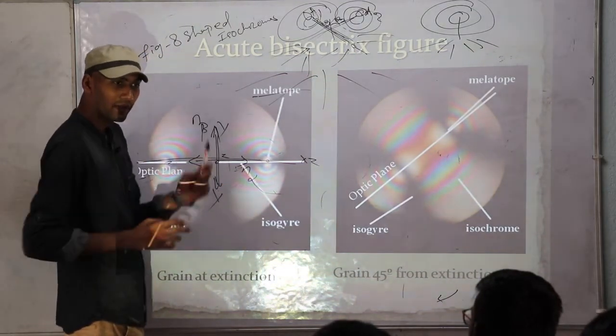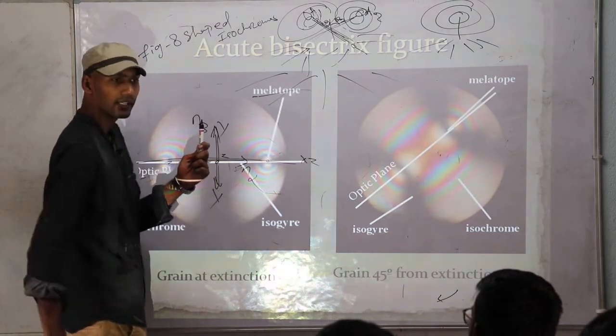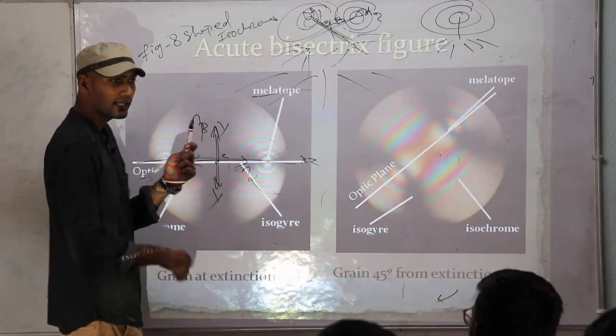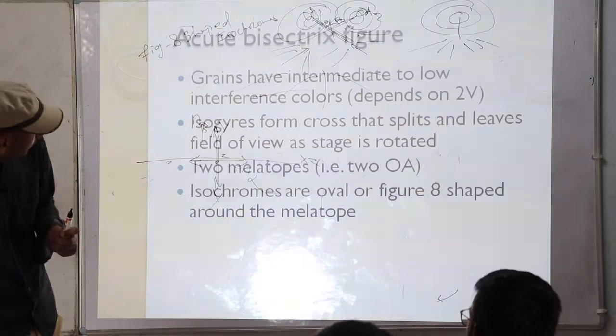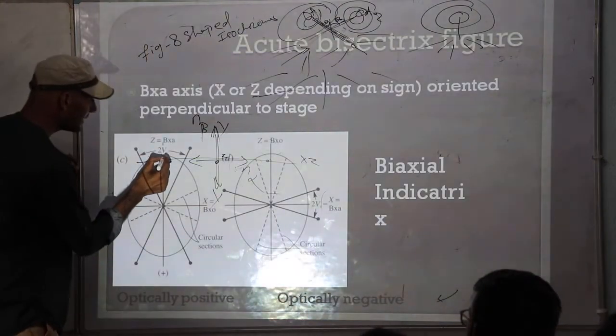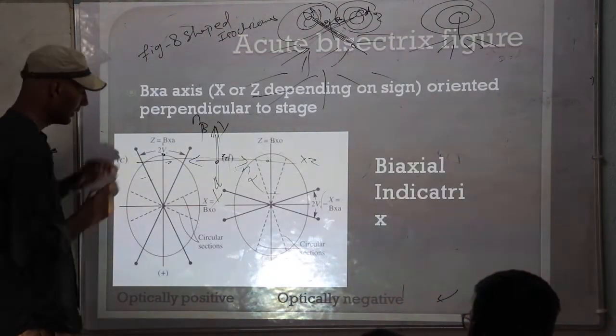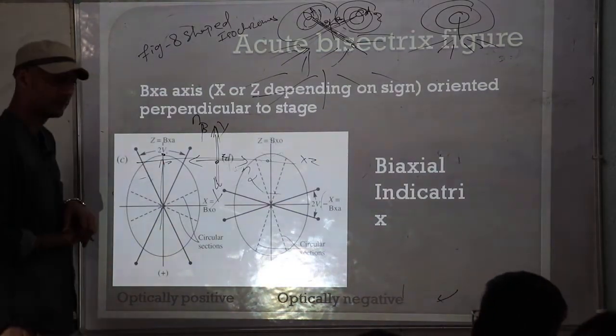Why? Light is vibrating parallel to Z. Z is at the crosshair. You can see Z is at the center of the crosshair, right? So the light ray is moving like this.